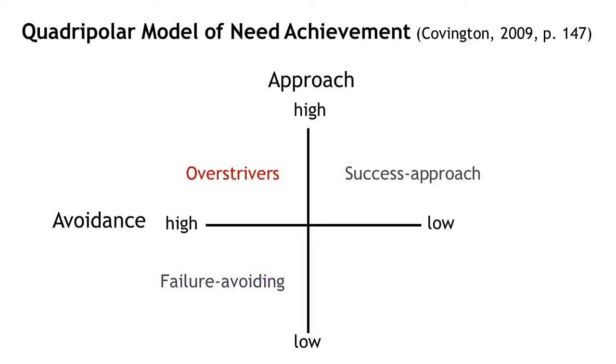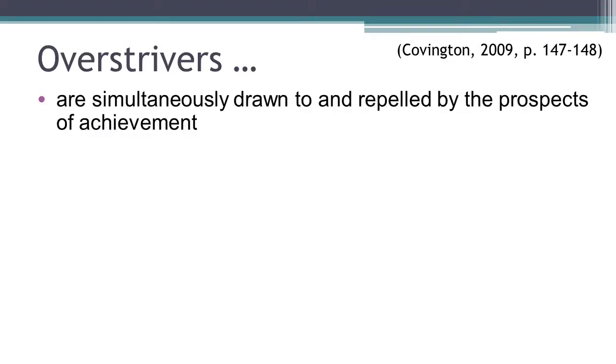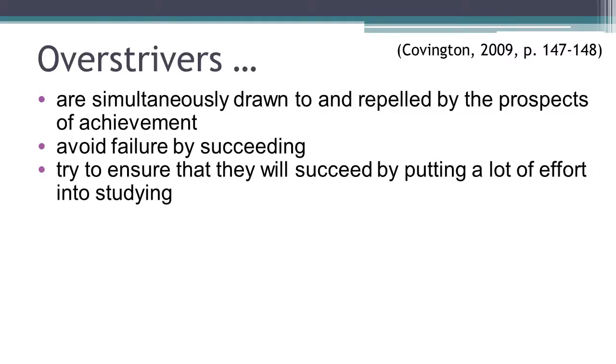Covington also documented overstrivers, which are shown in the upper left quadrant because they are high on approach and high on avoidance. They are simultaneously drawn to and repelled by the prospects of achievement. They avoid failure by succeeding. They try to ensure that they will succeed by putting forth a lot of effort into studying. Because it's difficult to consistently over-prepare, they occasionally fail, which is unfortunate because they fail after putting forth a lot of effort, which can lead them to believe that they lack ability.